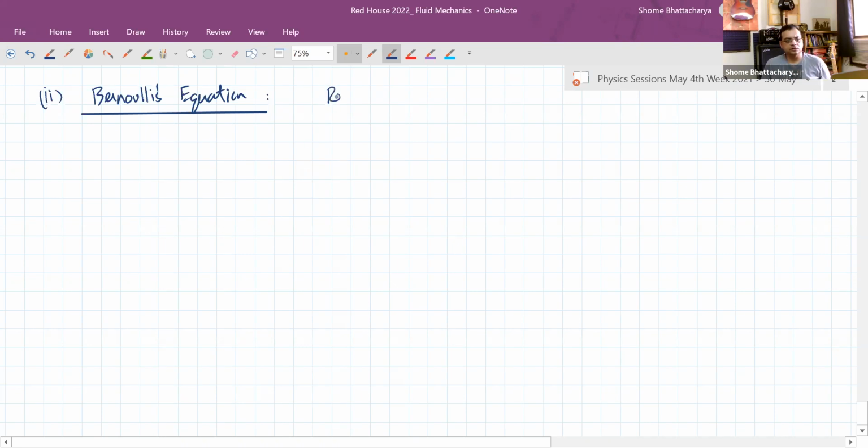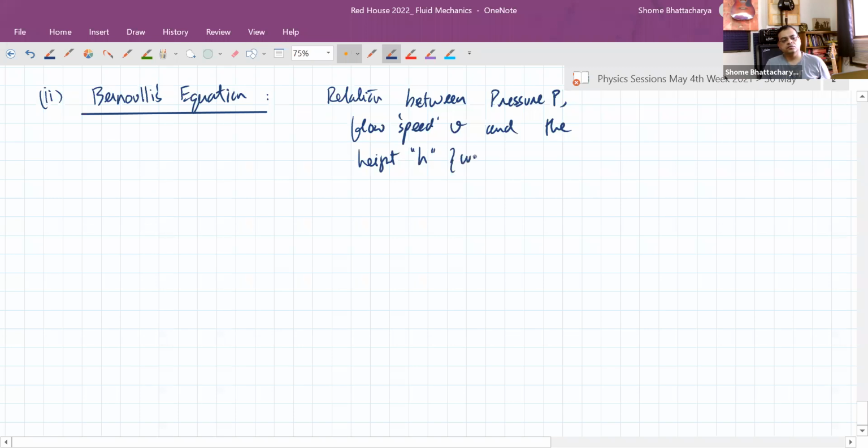So it is a relation between pressure P, flow speed, we can say, instead of velocity V, and the height H with respect to a reference level. And it is a simple application of work energy kind of concept to understand that.